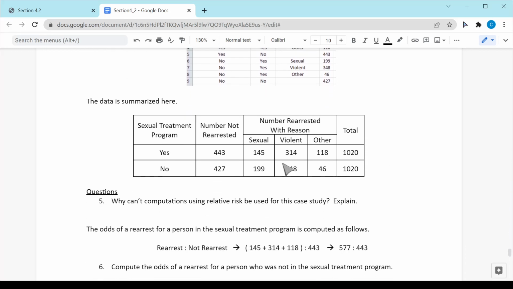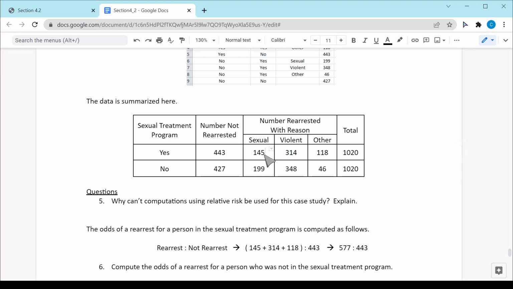All right, so this is another match paired study. They had 1,020 people that went through the sexual treatment program. They had another 1,020 people where each person in this group was actually matched with the person that did not go through the sexual treatment program. And then they just kind of tallied up the best they could the number that were not rearrested and then the number that were rearrested. And we actually have that for the reason as well.